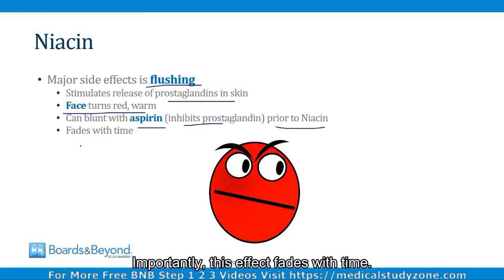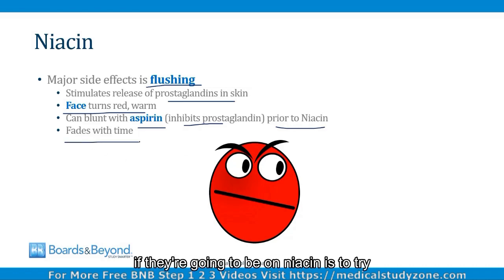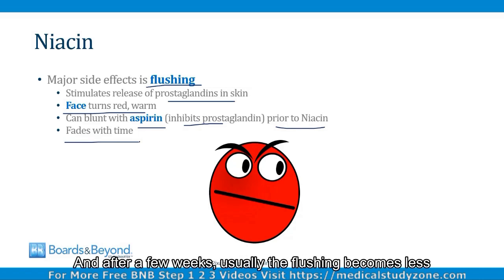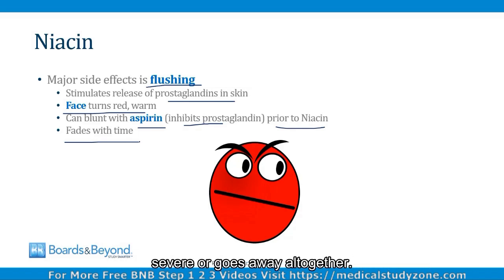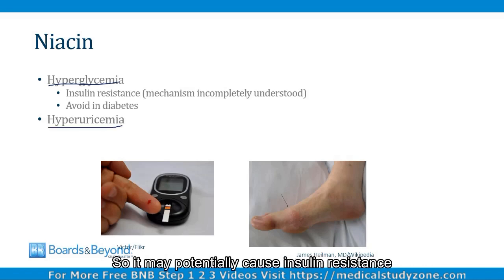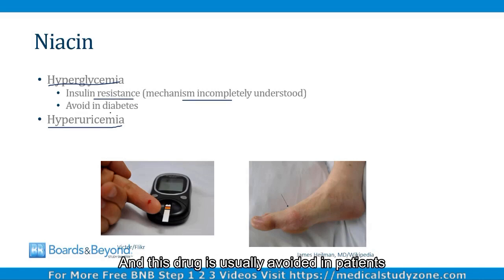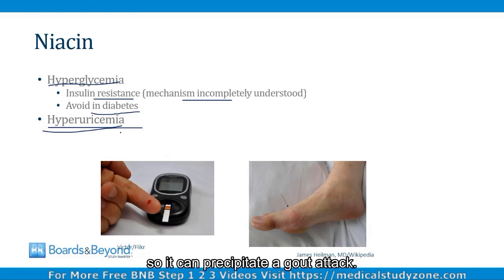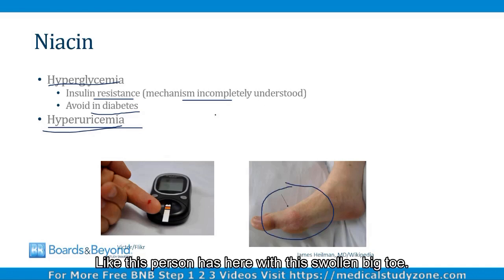Importantly, this effect fades with time, so what you need to tell your patients if they're going to be on niacin is to try and keep taking the niacin, and after a few weeks, usually the flushing becomes less severe or goes away altogether. Niacin can also raise the serum glucose, so it may potentially cause insulin resistance through a poorly understood mechanism, and this drug is usually avoided in patients with poorly controlled diabetes. It also can raise the uric acid level, so it can precipitate a gout attack like this person has here with this swollen big toe.